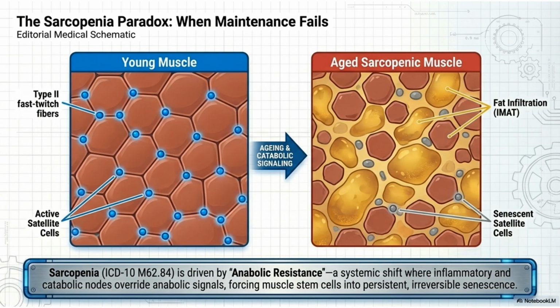The sarcopenia paradox illustrates the failure of muscle maintenance with age. Young muscle has active satellite cells, while aged sarcopenic muscle shows fat infiltration and senescent satellite cells. Sarcopenia is driven by anabolic resistance, where catabolic signals override anabolic ones.